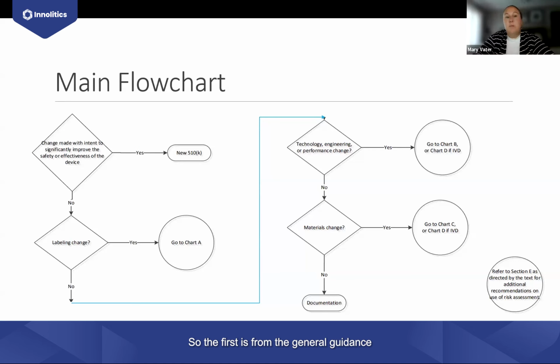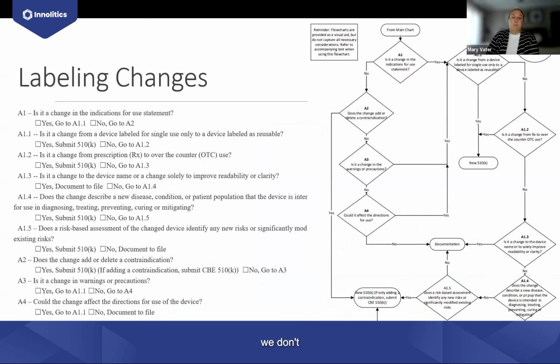So the first is from the general guidance, and it is a main flow chart that points you to the other relevant flow charts for label changes, technology or performance changes, and material changes. Those are the three main categories in the original guidance. Software is an entirely separate guidance document that does not necessarily flow from these flow charts, but is referenced and is applicable. We don't have to get into the weeds of all of these, but I just wanted to show you an example.